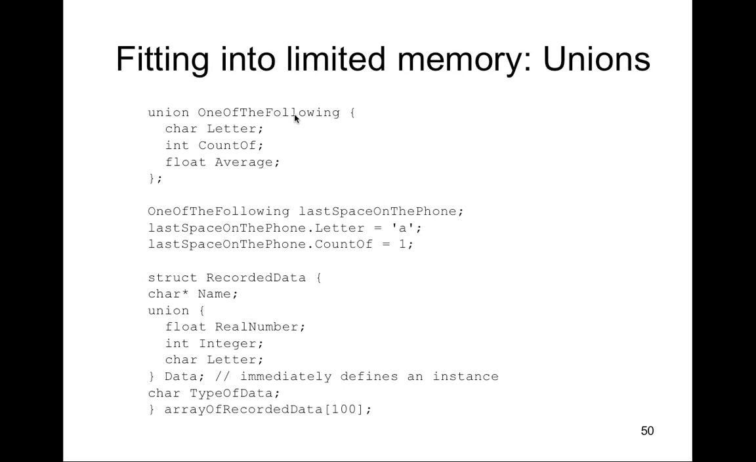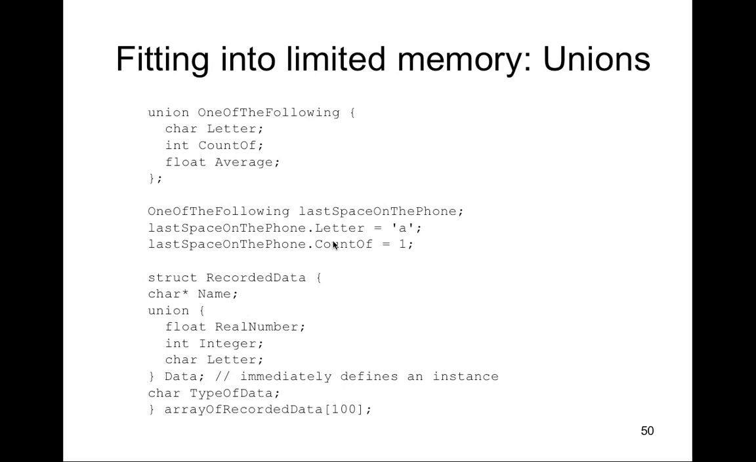So the union is called one_of_the_following, and at any one moment of time it's going to carry one of these three values, and the values are going to be a character, integer, or float. So if we do one_of_the_following last_space_on_the_phone, this is the name of the variable that we're creating, and we go last_space_on_the_phone.letter is equal to a, last_space_on_the_phone.count_of is equal to 1. We see count_of is an integer, so we're allowed to assign it a number, and then letter is a character, so we're assigning it a character, and that's how we can assign.